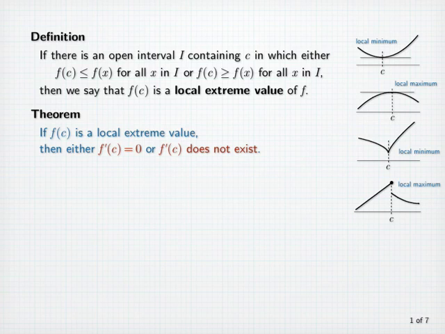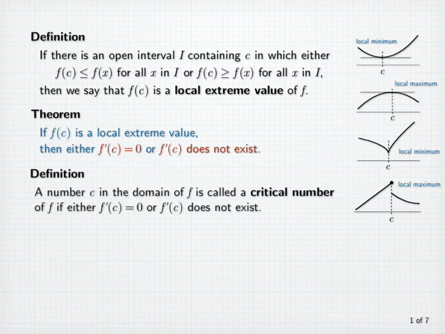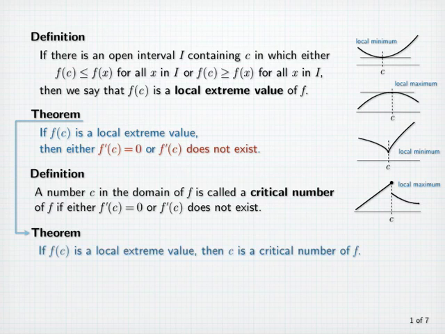So let's give the following definition. A number c in the domain of f is called a critical number of f if either f prime of c is equal to 0 or f prime of c does not exist. And with this definition, we can now restate the previous theorem as follows. If f of c is a local extreme value, then c is a critical number of f. In other words, the local extreme values of f occur among the critical numbers of f.